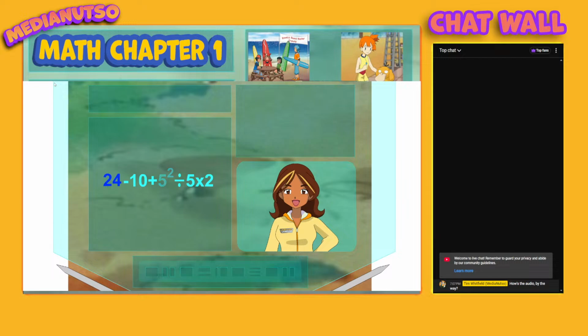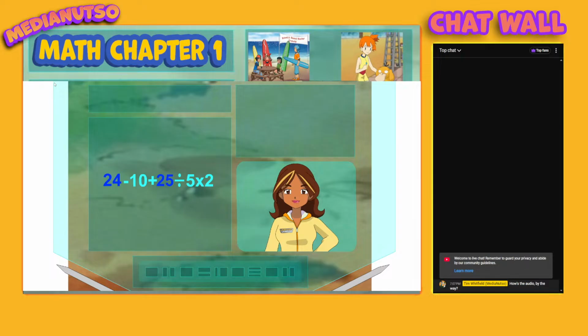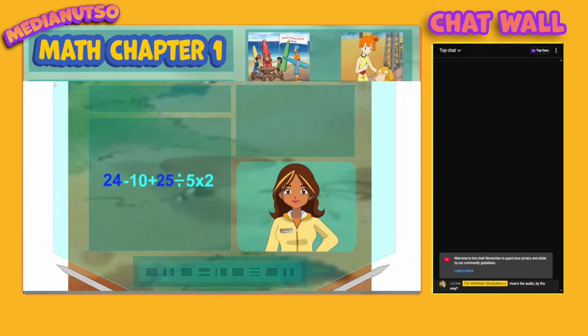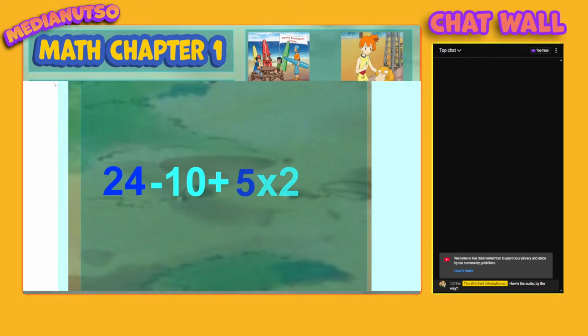5 squared equals 25. Now, do you see multiplication or division signs? Yeah, a division sign. 25 divided by 5. And I see a multiplication sign. You got it. 5 times 2. But which one do we do first? If you have a multiplication sign or a division sign, you do them in order from left to right, like when you read. So, since 25 divided by 5 is the furthest to the left, you work that out first. 25 divided by 5 equals 5. Then you multiply. 5 times 2 equals 10.